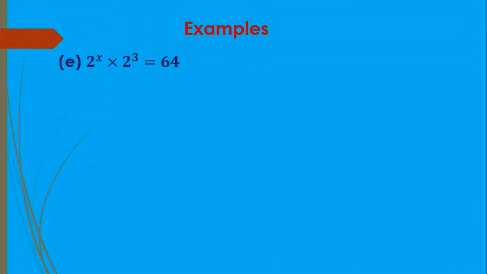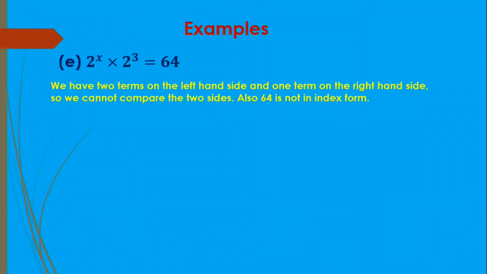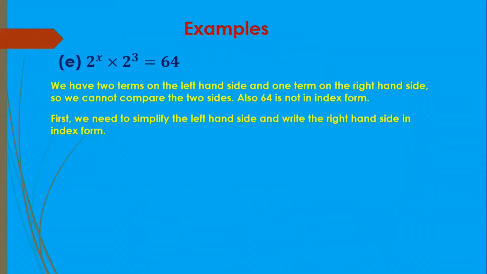Part E, 2 power x times 2 power 3 equal to 64. We have two terms on the left hand side and one term on the right hand side, so we cannot compare the two sides. Also on the right hand side, 64 is not in index form. So first we need to simplify the left hand side, and then write 64 in index form. So you have 2 power x plus 3. Why x plus 3? Because on the left hand side we have used the multiplication law of indices.